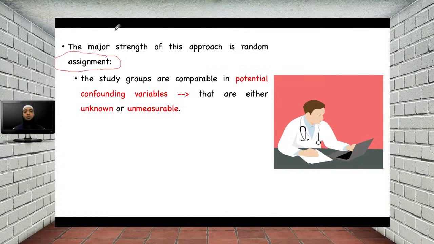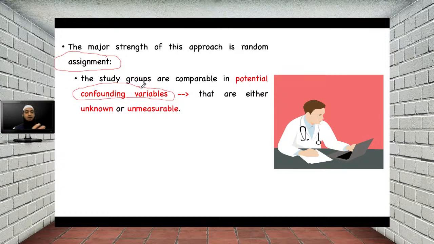The study groups are comparable in potential confounding variables that are either unknown or unmeasurable. Now what could be a confounding variable? The investigator is not aware of what the different confounding variables are in a particular patient. Confounding means something which is not known, which is confusing to the investigator. He is not really aware of the different factors that might be present in that particular patient.